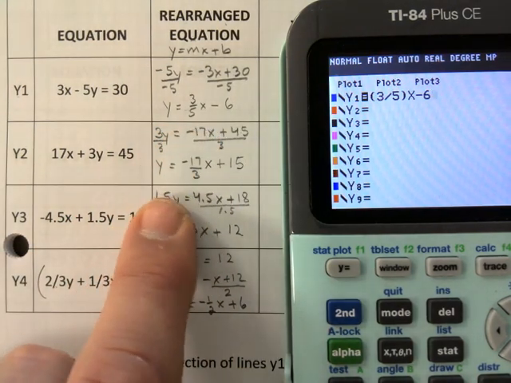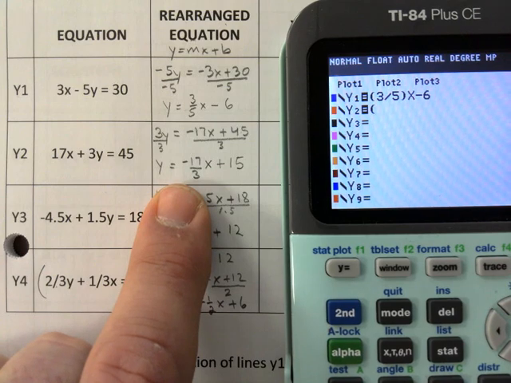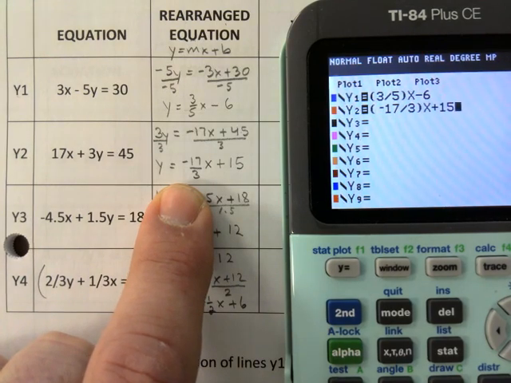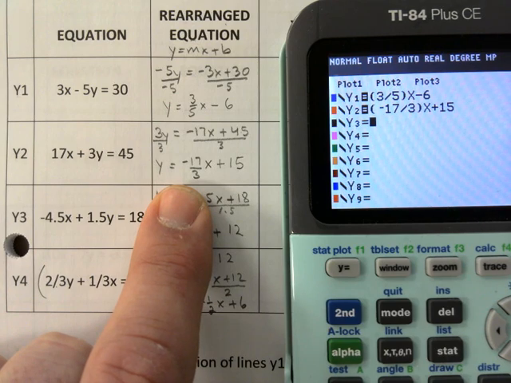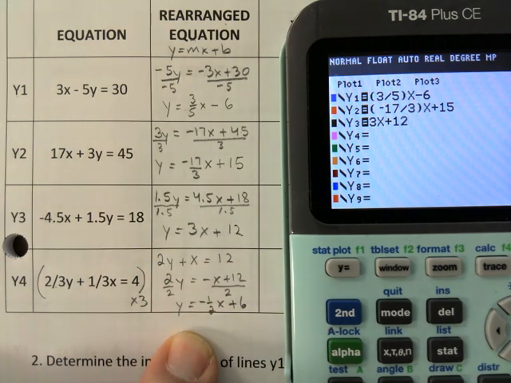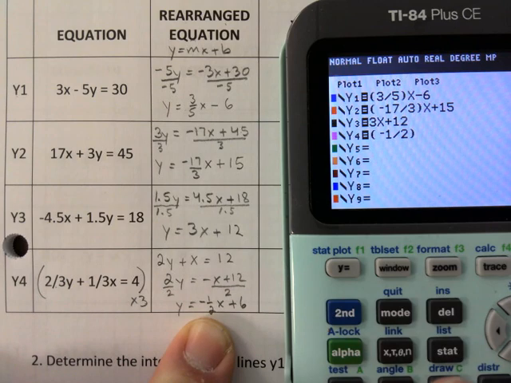Keep going. y2. Negative 17 over 3, x plus 15. It looks weird on the calculator, I know, but it's all right. Next is 3x plus 12. And last but not least, negative 1 divided by 2, so that's negative 1/2 x plus 6. I hope you're all entering this.